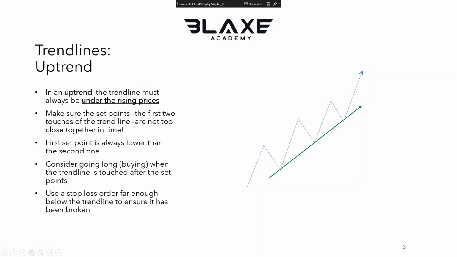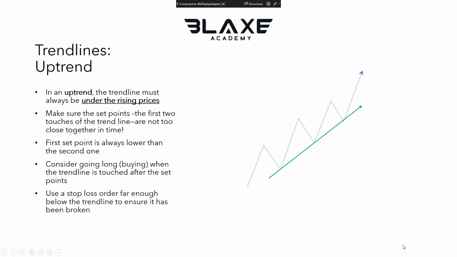Trend lines come in 2 forms: an uptrend, because there's an uptrend in the market, and a downtrend. The difference is pretty much just the rules, and they, like the trend line, are simple. In an uptrend, a trend line must always be under the rising prices. As you can see here to the right, the trend line must always be underneath the market. We'll show some examples on some charts soon enough.